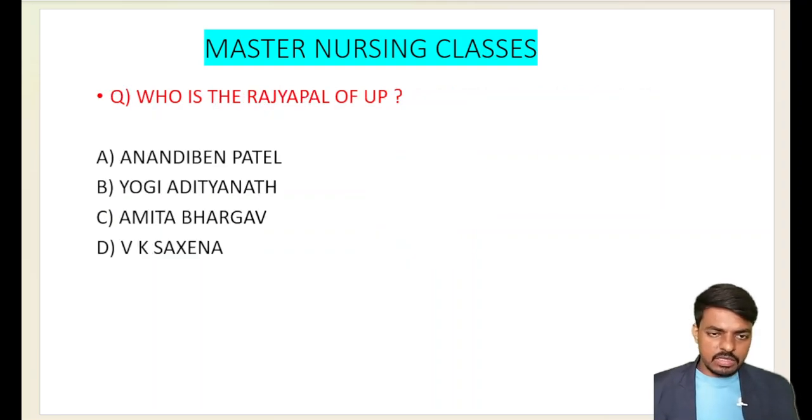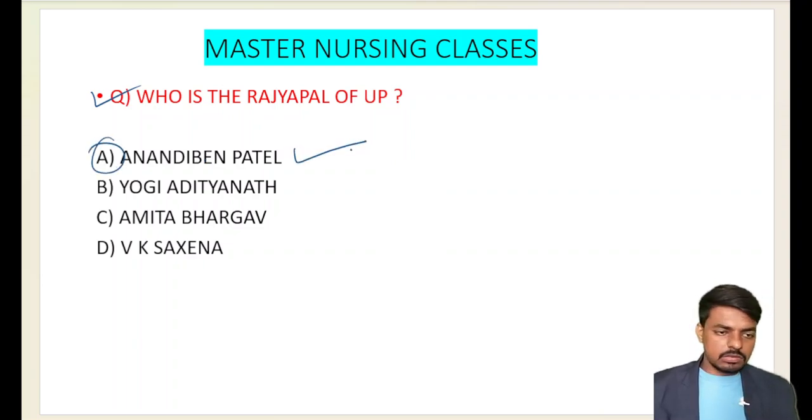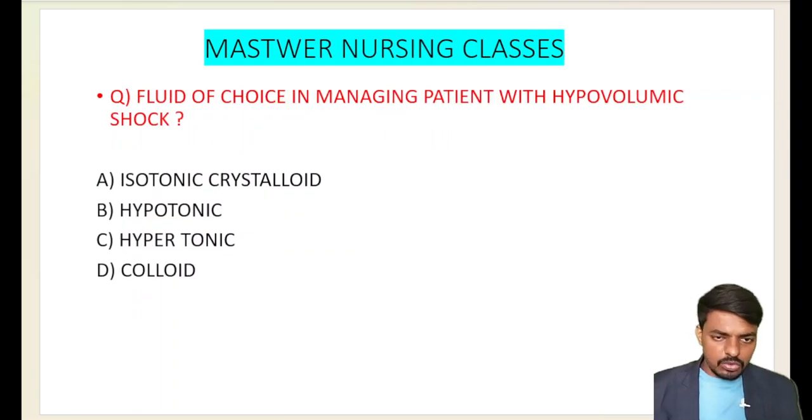Who is the Rajyapal of Uttar Pradesh? They have asked. The Rajyapal of Uttar Pradesh is Anandiben Patel. Anandiben Patel is the Rajyapal of Uttar Pradesh. Okay, so this is one general knowledge question. And the fluid of choice in the management of hypovolemic shock. So the patient is in hypovolemic shock. What is the fluid of choice?